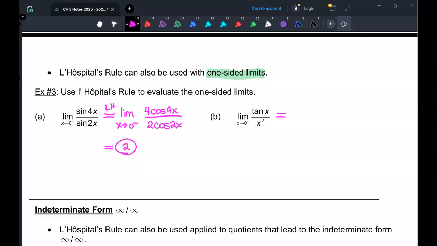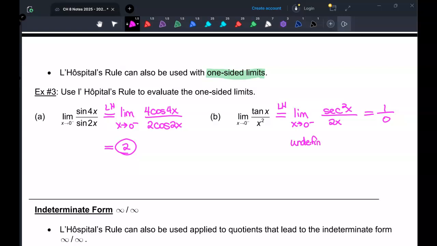Here we have another limit, 0 over 0. Derivative of the numerator, secant squared x. Derivative of the denominator is 2x. Okay, now this is a different situation here. Basically, if I try to plug in 0 into the numerator, I get 1. But in the denominator, I'm going to get 0. So this is actually going to be undefined.